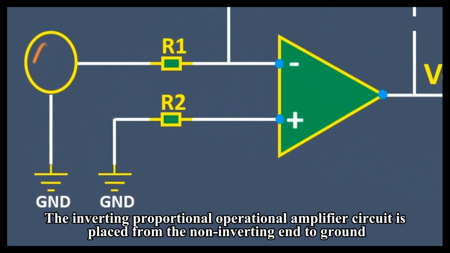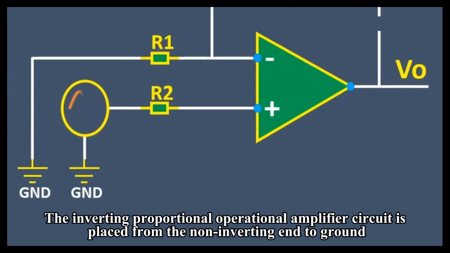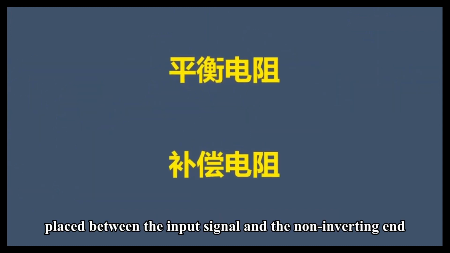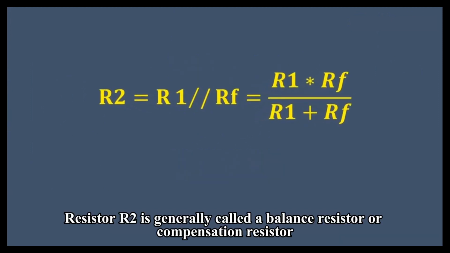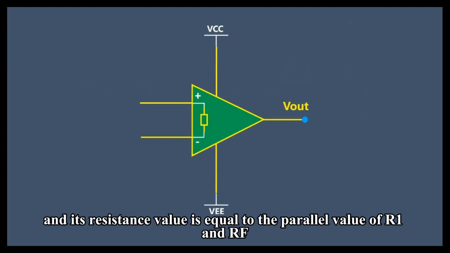In the inverting proportional operational amplifier circuit, R2 is placed from the non-inverting end to ground. In the non-inverting proportional operational amplifier circuit, it is placed between the input signal and the non-inverting end. Resistor R2 is generally called a balance resistor or compensation resistor, and its resistance value is equal to the parallel value of R1 and RF.